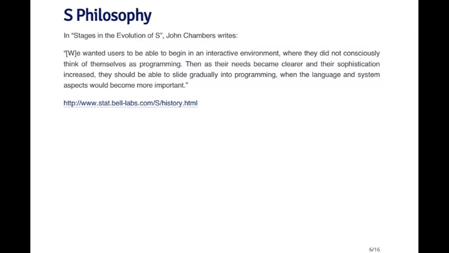So in a document called Stages in the Evolution of S, John Chambers, who was the original creator of the S language, laid out his key principle in designing the S language. And it's very important, I think, to see this, which is that basically they wanted to create an interactive environment where you didn't have to think of yourself as programming. Then, as the needs became clearer and your sophistication increased, you should be able to slide gradually into programming when the language and system aspects would become more important.